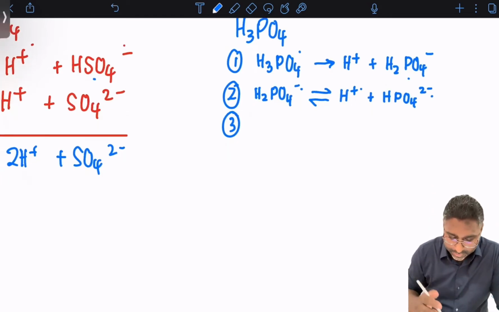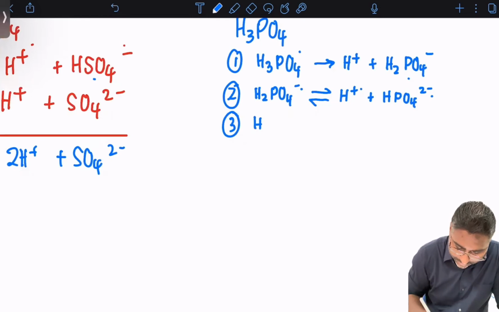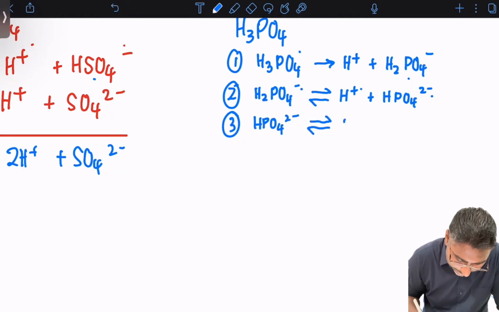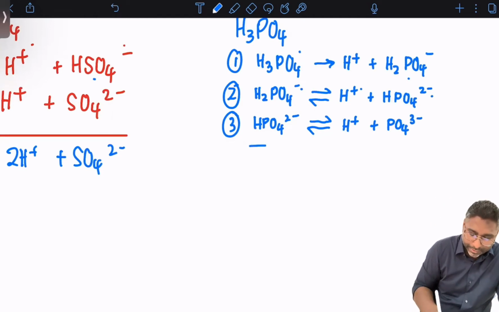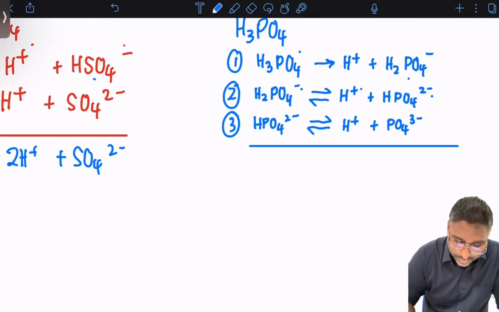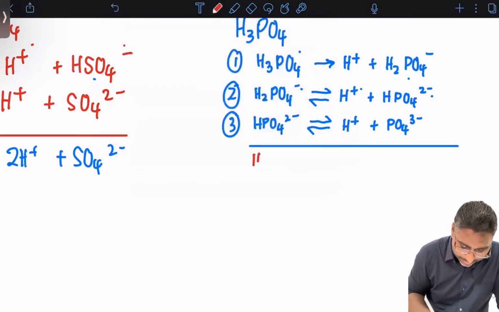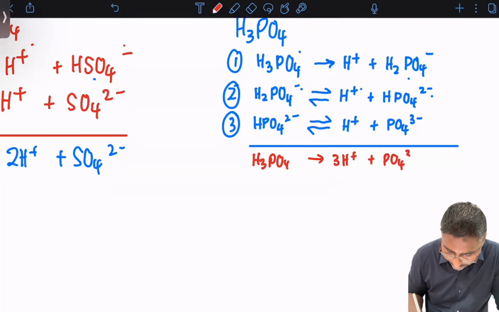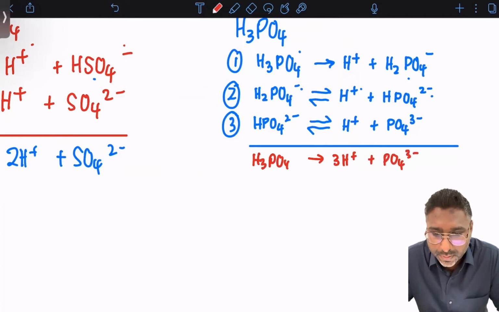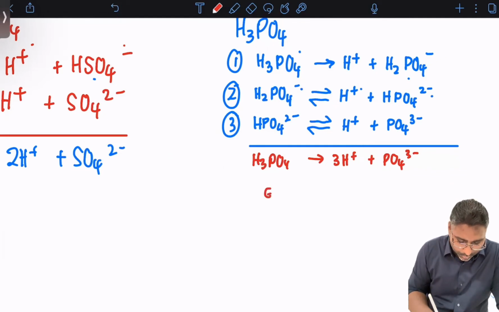And then the last one, HPO4 2 minus, will give you the final H plus to give you PO4 3 minus. And finally, when we add all of them, we are going to get H3PO4 to give you 3H plus plus PO4 3 minus.